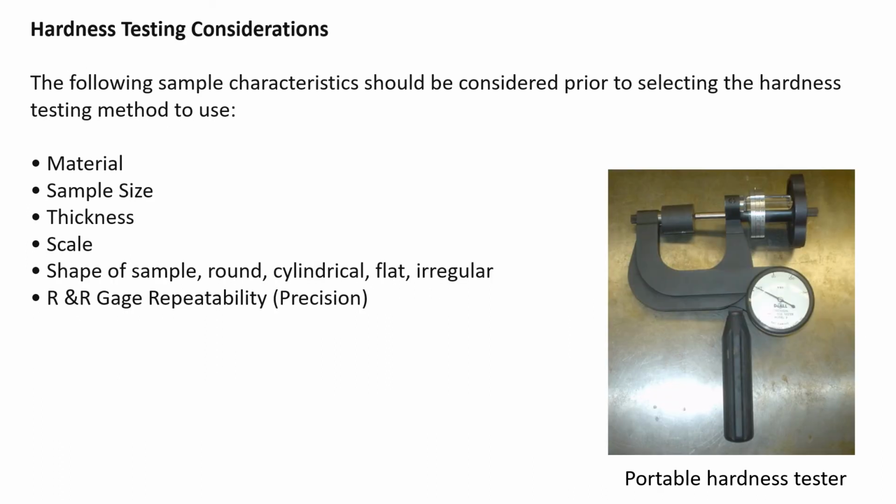As already discussed, there are many different methods of testing for hardness. How do we know which system to choose? Well, first one, what material are we testing? What size is the component that we're measuring? How thick is it? The scale. The shape of the object. Is it irregular? Is it flat? And the repeatability of my measurement. In other words, the precision that we can obtain by taking a measurement. Will I be using a fixed machine or a portable machine?